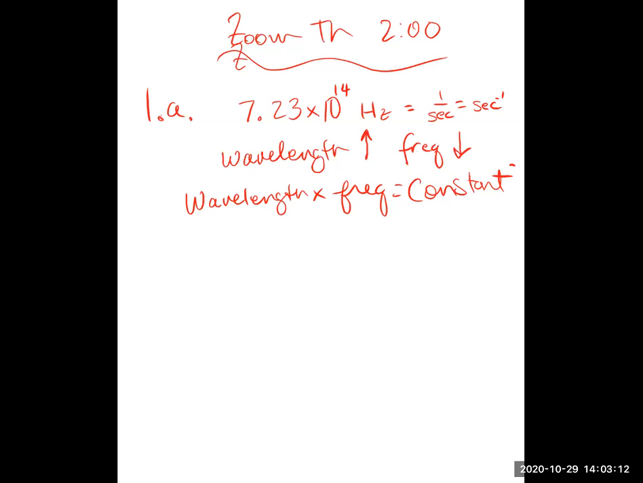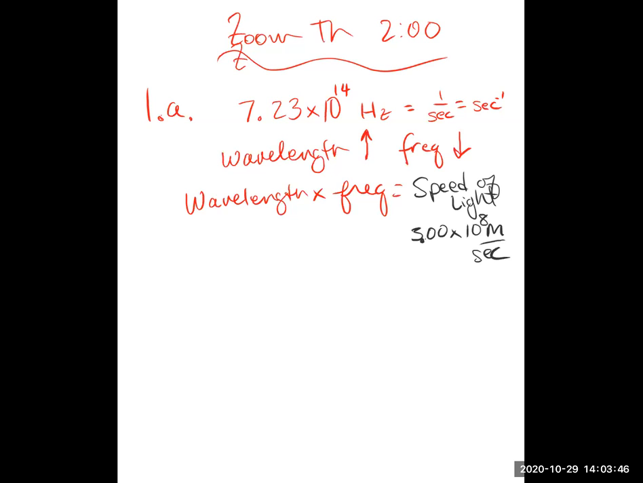Well, it turns out that the constant is the speed of light in a vacuum. And that is 3.00 times 10 to the 8th meters per second. Wow. Okay. That's pretty incredible. So if you know the frequency, you can find the wavelength. And if you know the wavelength, you can find the frequency.